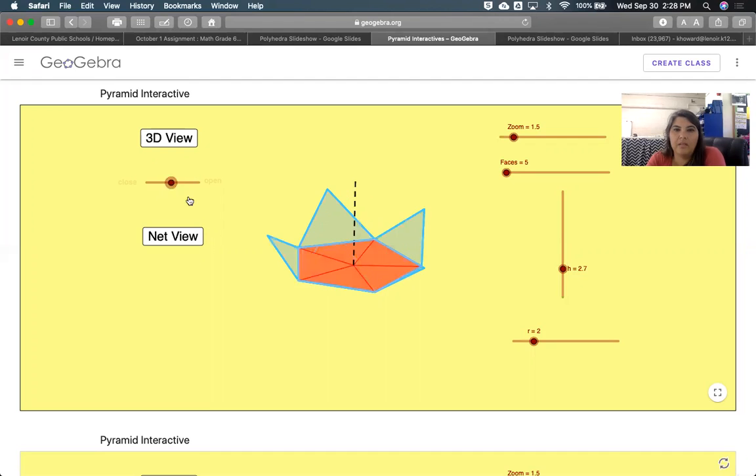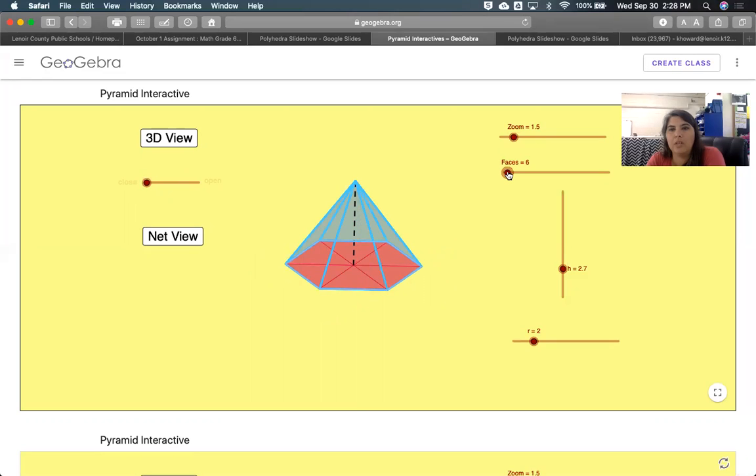Here we go. So we can see that we have a pentagon base with triangles touching each edge, and they are going to come together at a vertex to create a pyramid. So this is a pentagonal pyramid.